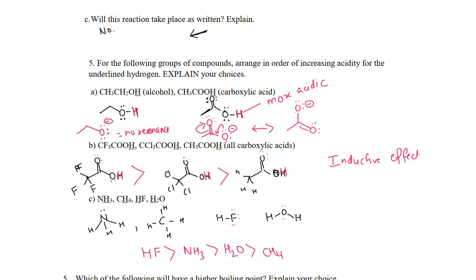Oh, sorry. Oxygen is more electronegative, right? My mistake. Okay. So it should be H2O more acidic than NH3, which is more acidic than CH4. So yeah, you can write it in this way, or you can write it in this way too, that CH4 is less acidic than NH3, which is less acidic than water, which is less acidic than HF. You can write it in any way, and that answers the question.